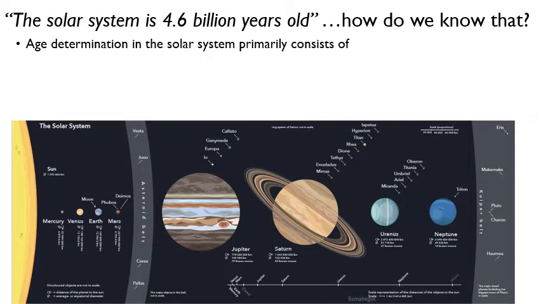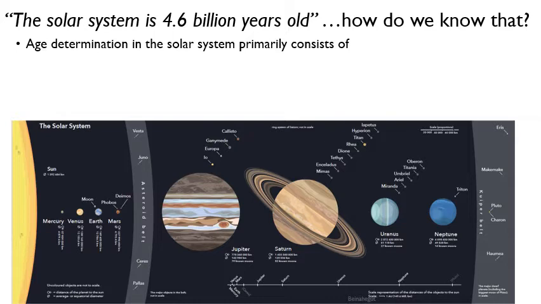The solar system is 4.6 billion years old is something that you've probably heard before, something that I've said in earlier lectures in this class, and you might wonder, how could we possibly know that? 4.6 billion years is a long time ago. How can you determine the age of anything in the solar system with any kind of confidence? And in fact, you'll see 4.56 billion years old, so that's relatively precise. How do we know that?